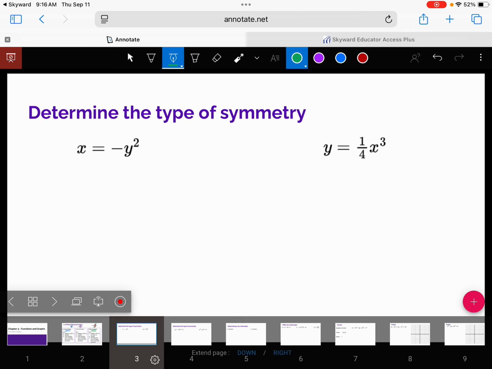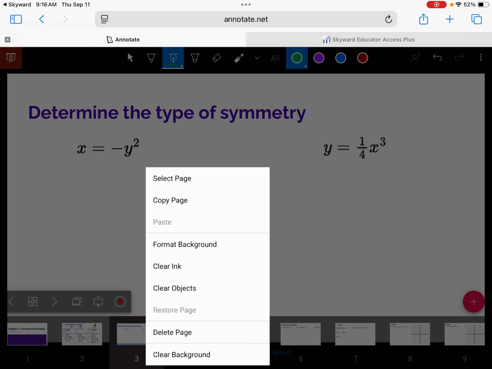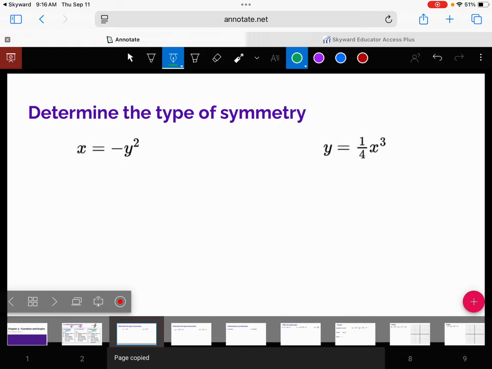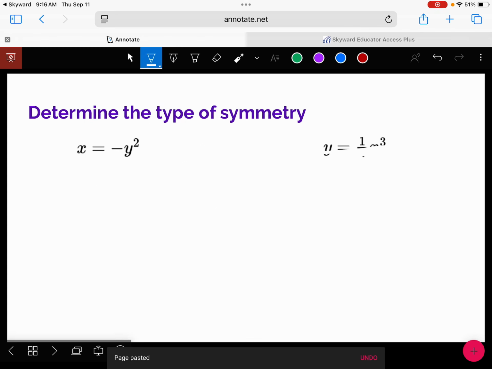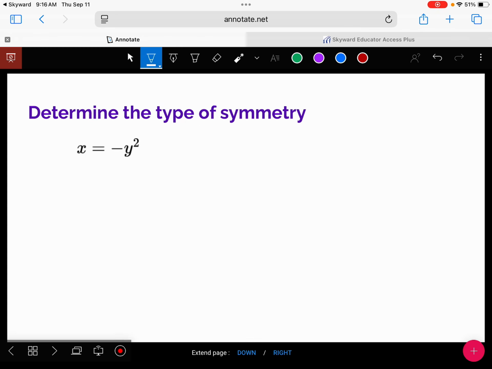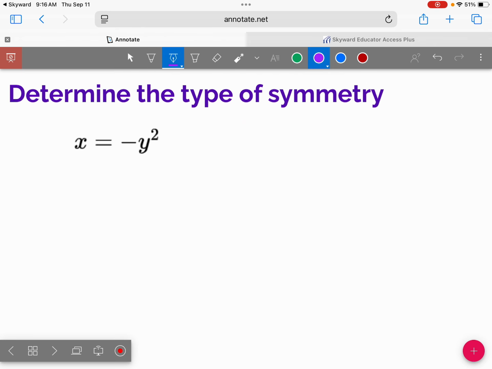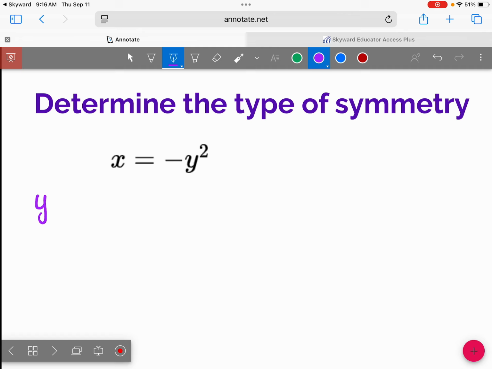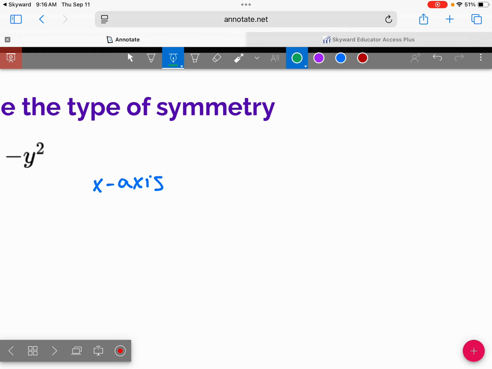So we're going to determine the kind of symmetry that these functions will have. I am probably just going to do one on a page, so I'm going to copy this page. Paste. There we go. I'm just going to look at this left one first. I want to make sure we have plenty of space. Because we want to test if this has our even symmetry, our y-axis symmetry. We're going to test if this has our x-axis symmetry. And we're going to test if it has origin symmetry.